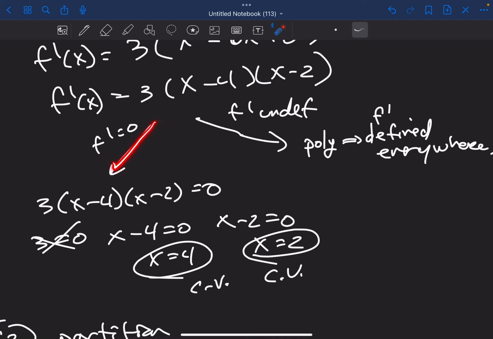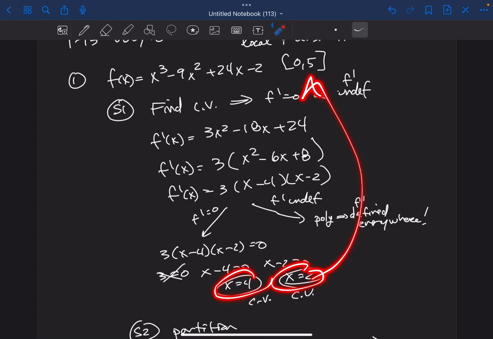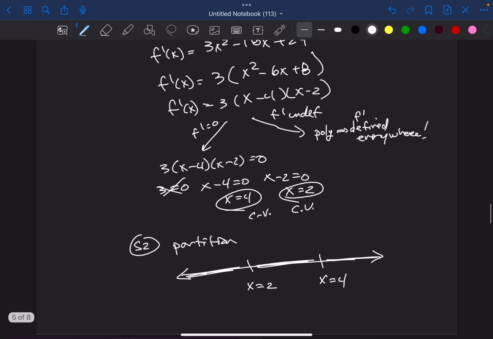So where does the derivative equal 0? Well, I just set it equal to 0 and find out that one of the factors must be 0 to multiply together to get 0. So either 3 is 0, which doesn't happen, or x minus 4 is 0, which gives you a critical value of 4, or x equals 2, which gives you a critical value of 2. Notice both of these are inside the interval, so they are actual critical values for this conversation.